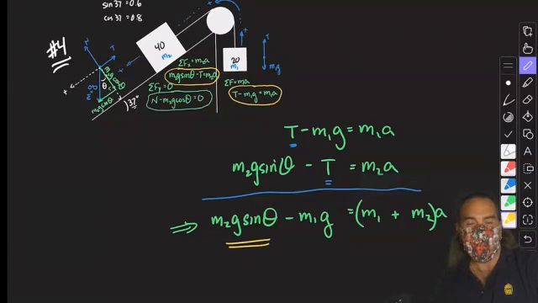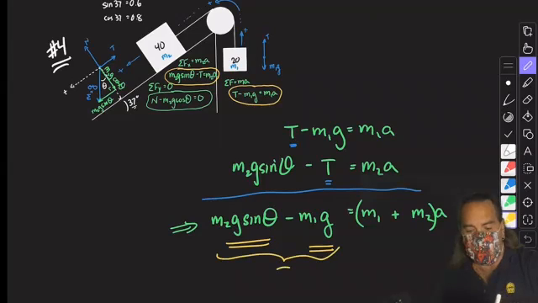This is the weight down the ramp. This is the weight of the hanging block. They represent two competing forces. That's why one's positive and one's negative. One's trying to pull the system in one direction and one's trying to pull the system in the other direction. This represents the net force, the sum of the external forces on the system.